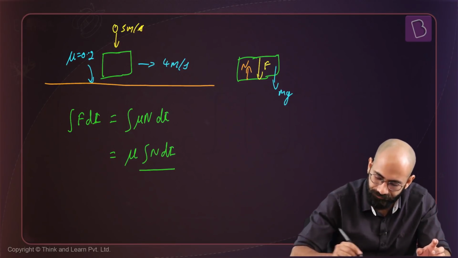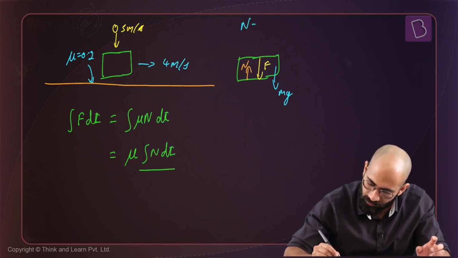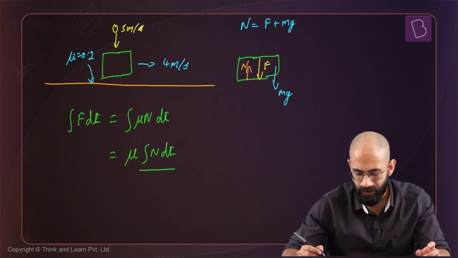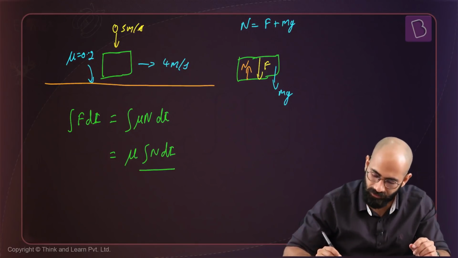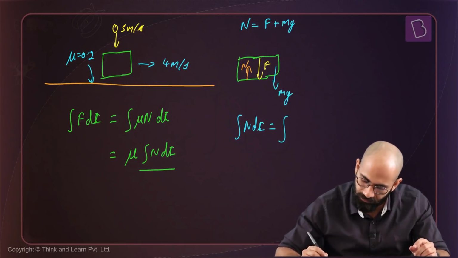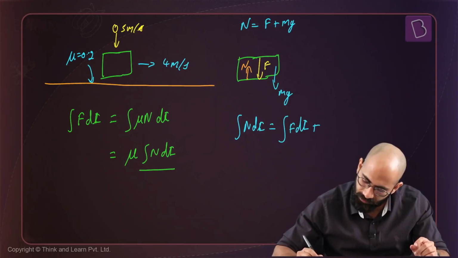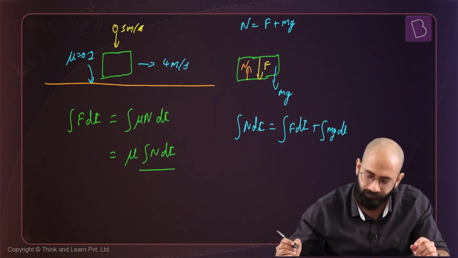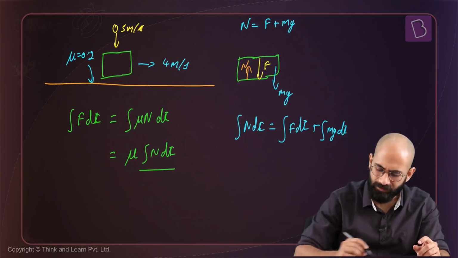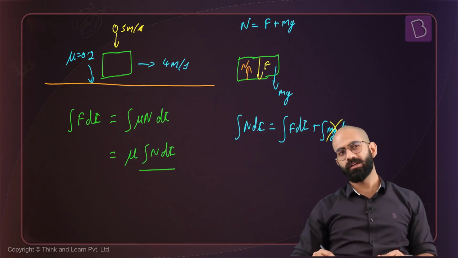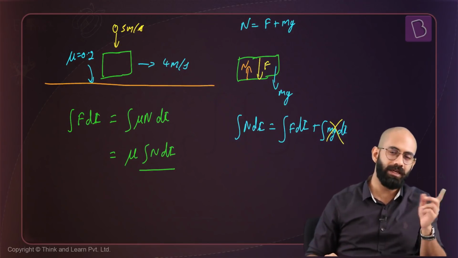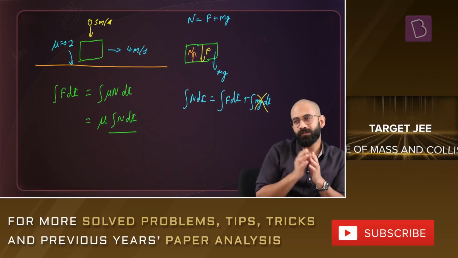So we can say that N, right over here, should be equal to F plus mg, right, at that point. Which means that the impulse produced by N, which is equal to integral N dt, should be equal to integral F dt plus integral mg dt. Now, in these kind of cases, what we do is we actually neglect this term, because the magnitude of the force mg is actually very small, right?